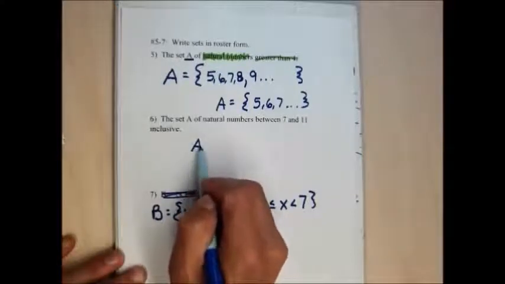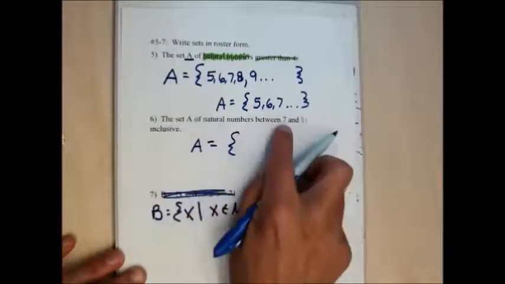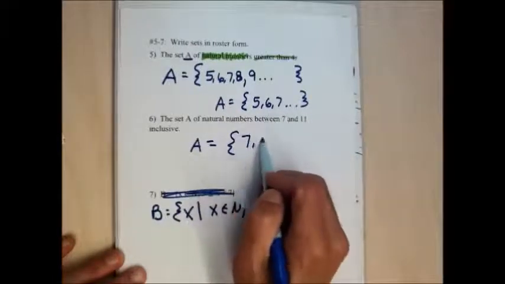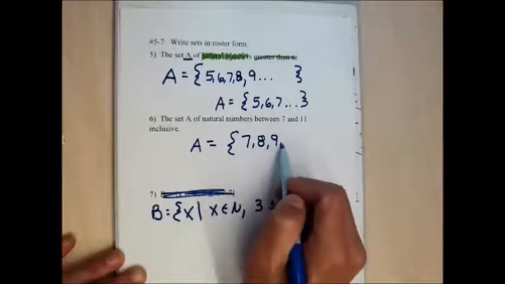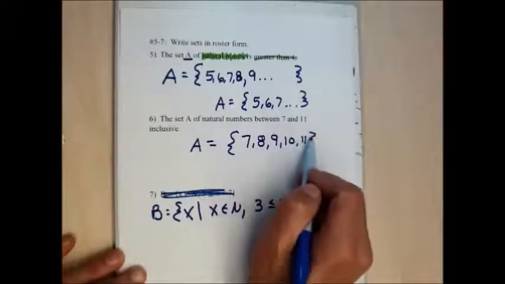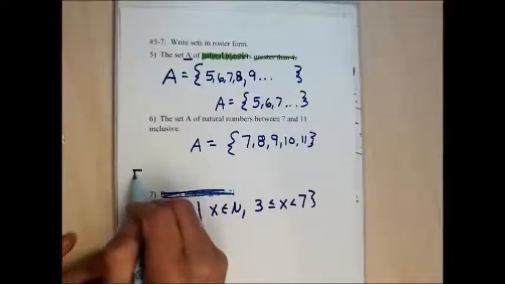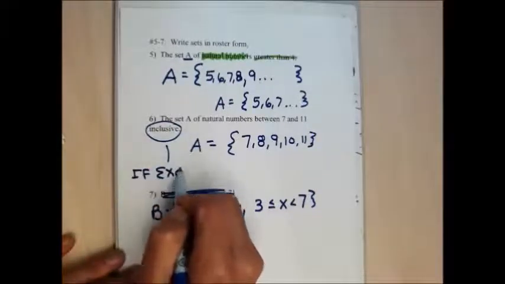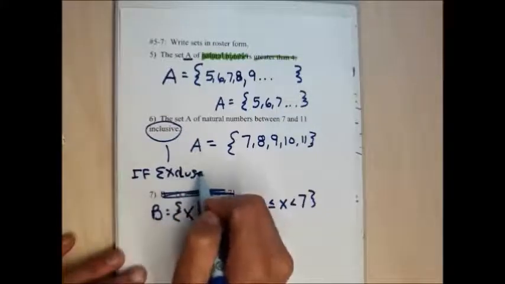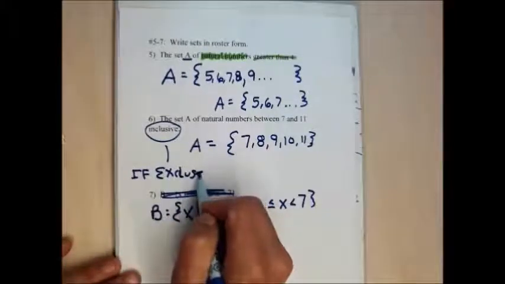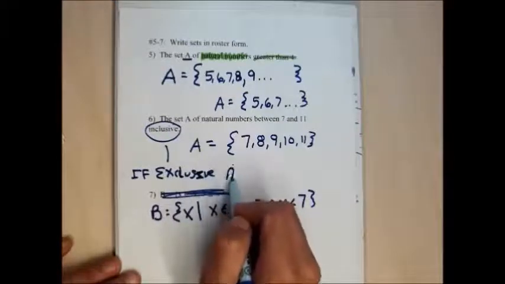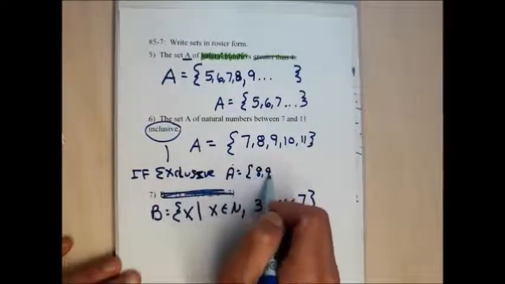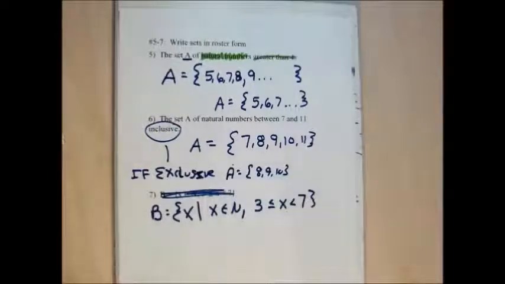So I'm just going to write A equals 7, 8, 9, 10, and 11, which are all the natural numbers between 7 and 11, if I include the 7 and the 11. If the problem said exclusive, then that answer that I gave is an answer for an inclusive. I can't even spell that this morning. If it said exclusive, my answer would have been A equals just 8, 9, and 10, because exclusive wouldn't include the numbers that were mentioned. On the test, I would feel comfortable doing either.